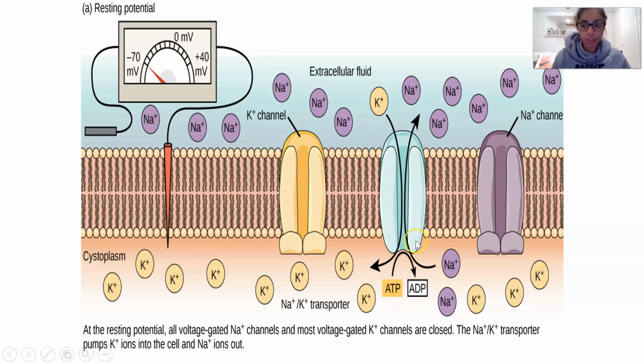Here is just a little summary cartoon of what we've talked about. I would recommend that you pause the video here and write yourself a little summary of what happens from resting through to depolarization.